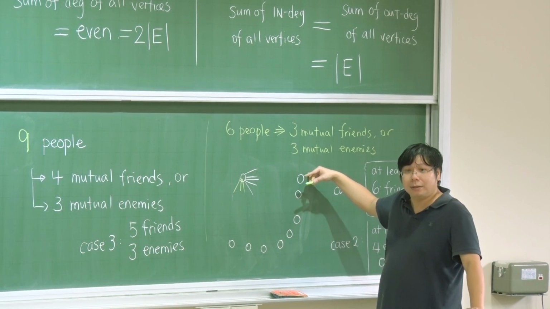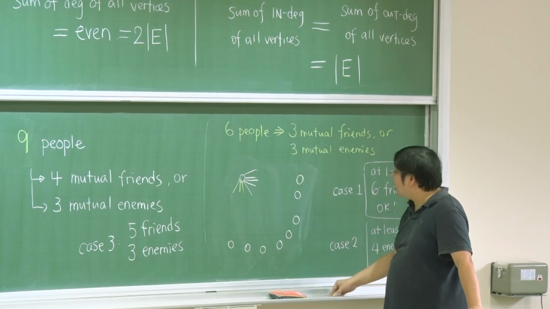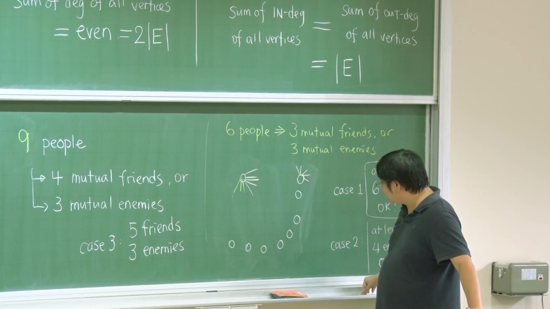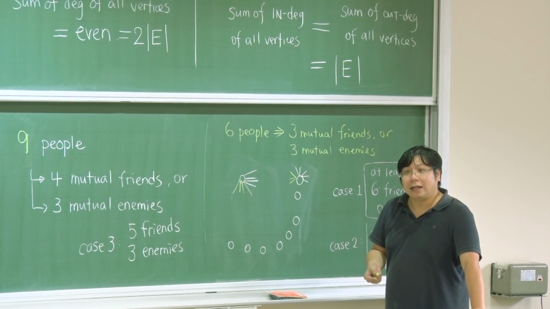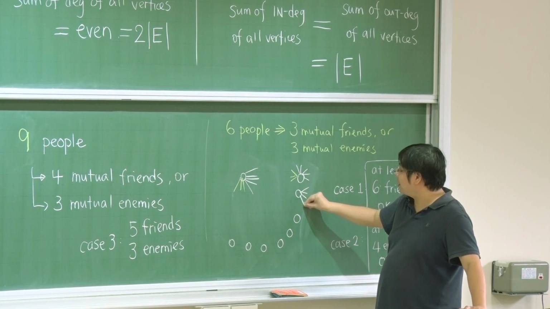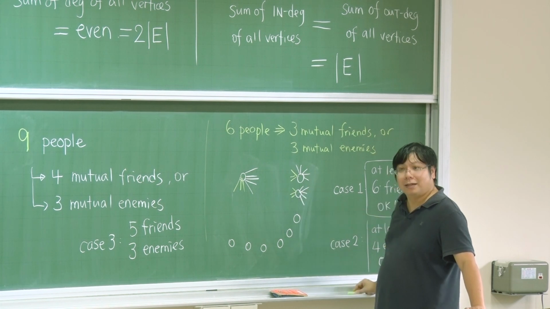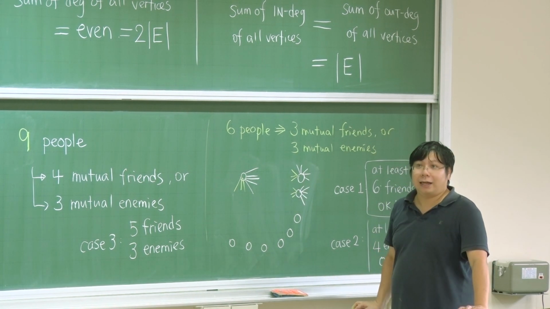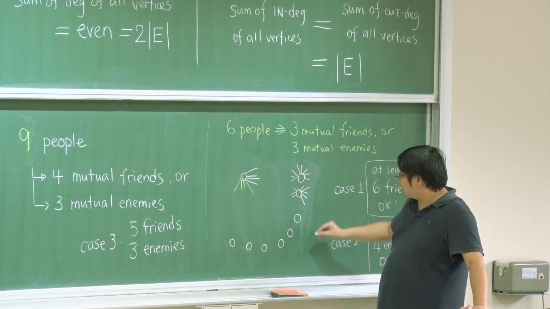Do you understand my point? But we may be very unlucky, right? We may be unlucky, and then we have 5 friends here, and 3 enemies here. Then in that case, what will happen? Then we pick another one. But then we may be unlucky again, 5 friends, 3 enemies. But can we always get unlucky? I'm going to tell you that we cannot. We will get a contradiction.